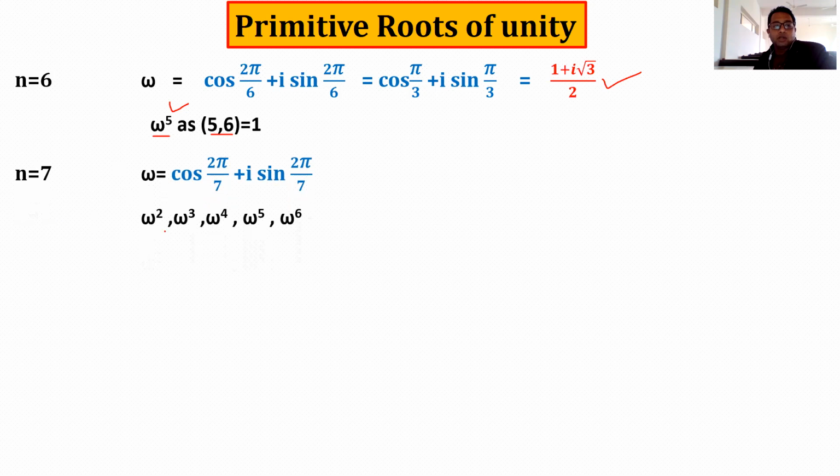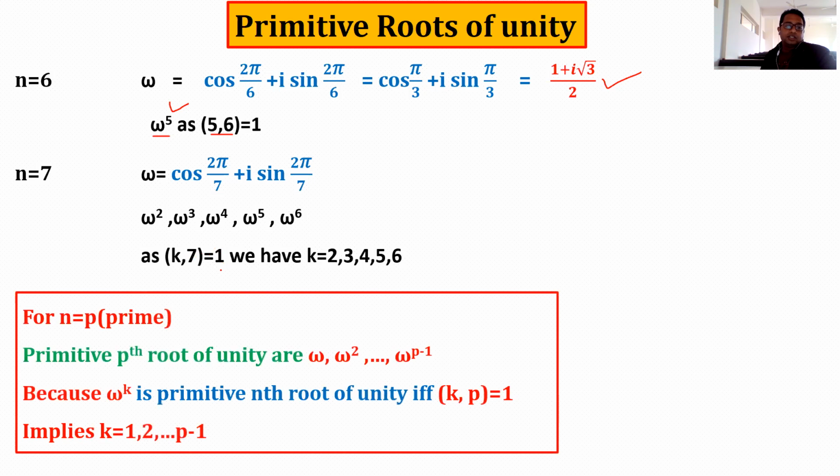And similarly, for n equal to 7, you will have cos 2 pi by 7 plus iota sine 2 pi by 7, and the other primitive roots will be omega square, omega cube, omega 4, omega 5, omega 6. We have to take those numbers whose GCD with 7 is equal to 1, and they are 2, 3, 4, 5, 6.